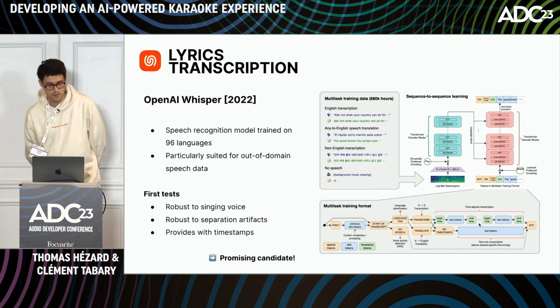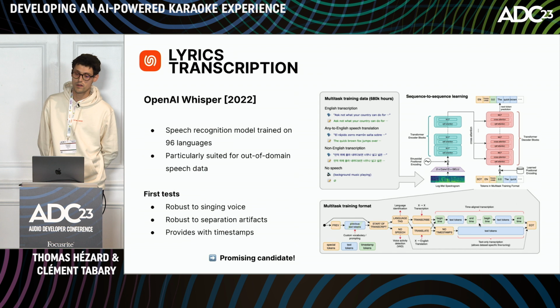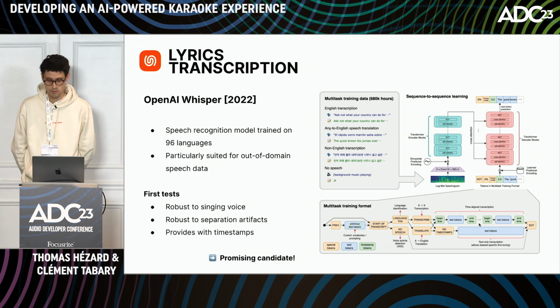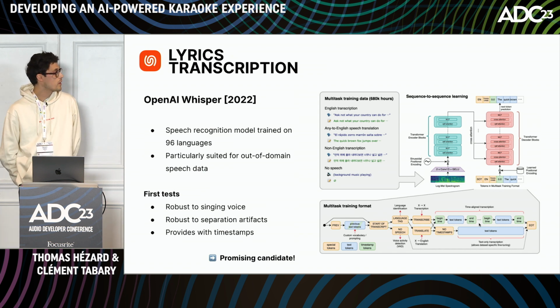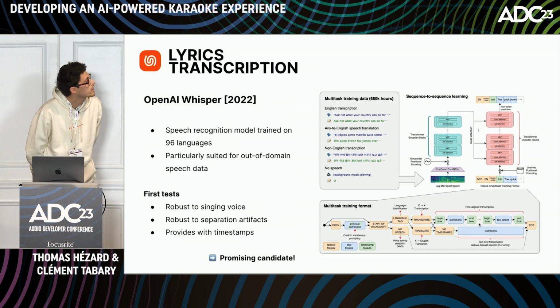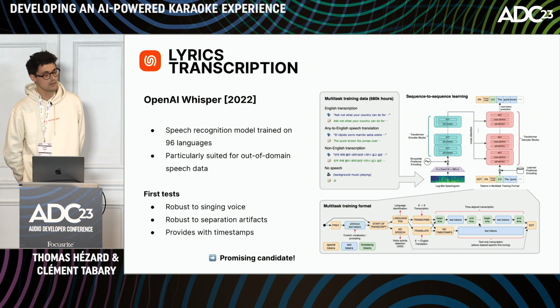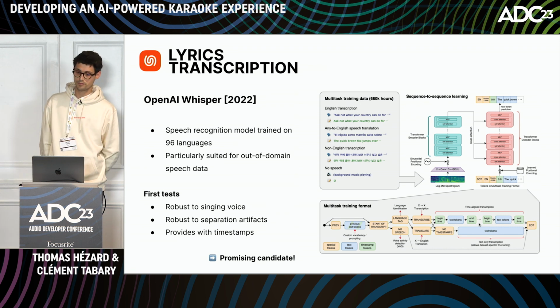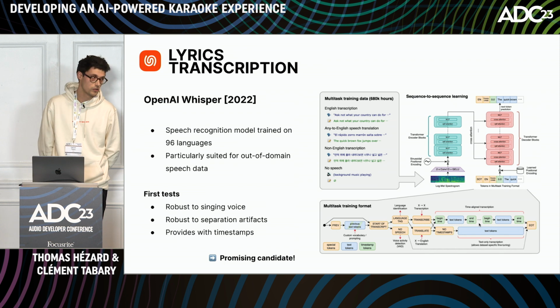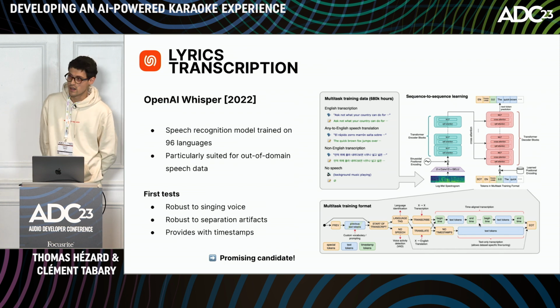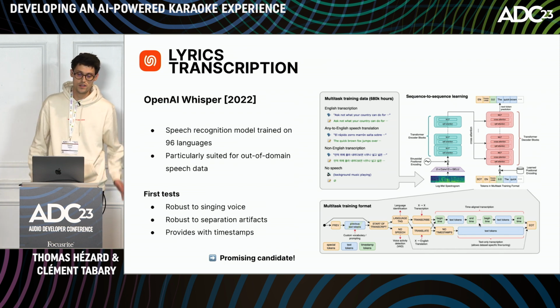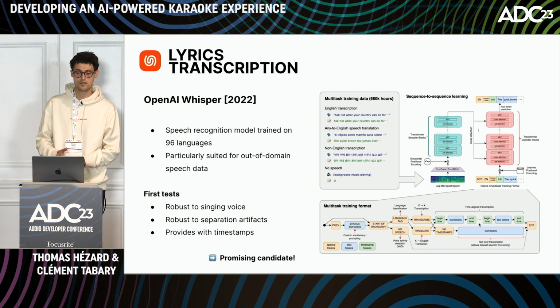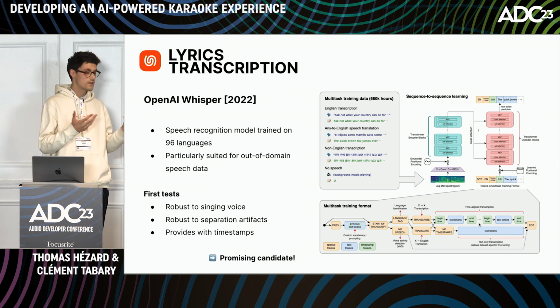First, by the end of last year, a new model called Whisper from OpenAI made waves in the ML community. What was special about it was that it was trained on a huge amount of data. As you can see, 700,000 hours of speech from all types of content from the internet. And all this data made it quite suited for real-world speech transcription scenarios. And to some extent, singing.